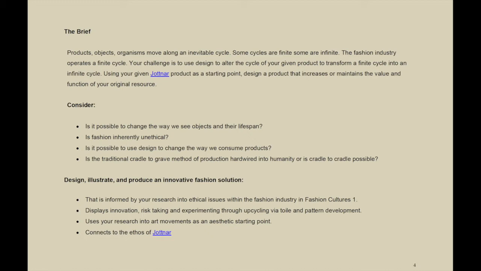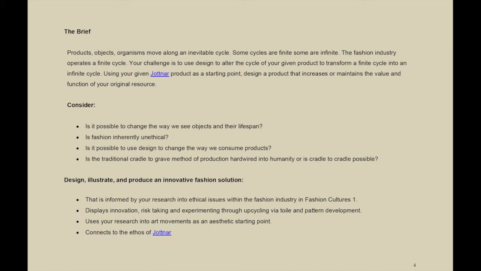Okay, so from that first paragraph, there's a lot of stuff to be drawn out. So we need to know who Jotner are. They're our industry partner for this particular brief. This is a live brief. We need to know what finite and infinite mean. We need to know how to transform a finite cycle into an infinite cycle. So I'd be looking for examples of that, maybe in other industries, for example. And I'll be looking at design a product that increases or maintains the value and function of your original resource.